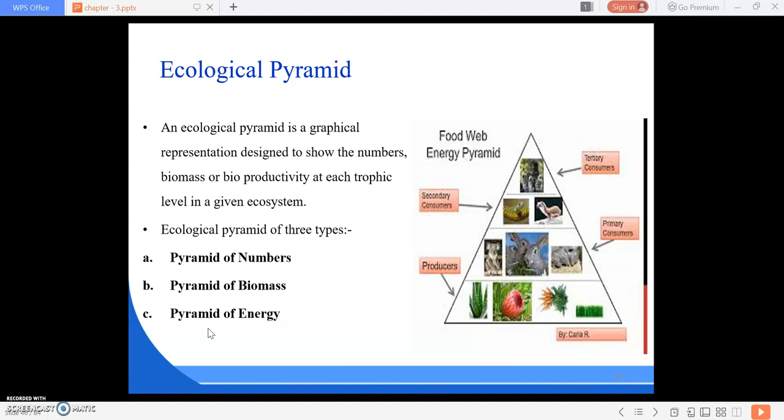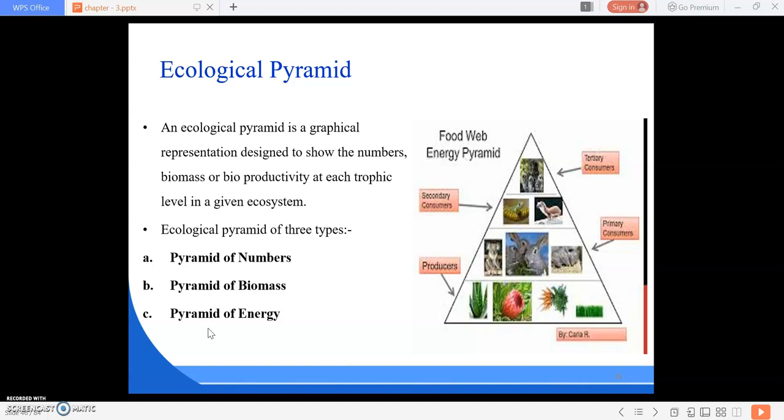Ecological pyramid is an important topic. Charles Elton in 1927 noted that the animals at the base of the food chain are relatively abundant, while those at the end are relatively few in number. That is, there is a progressive decrease between the two extremes.